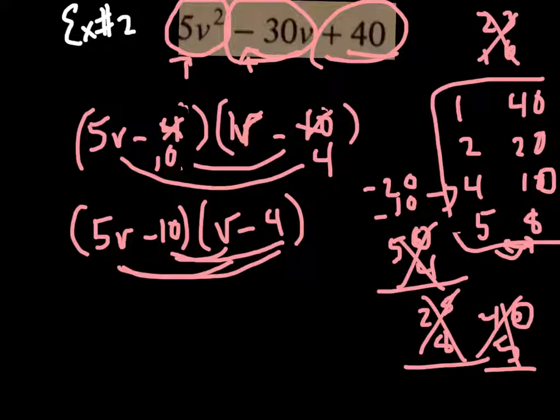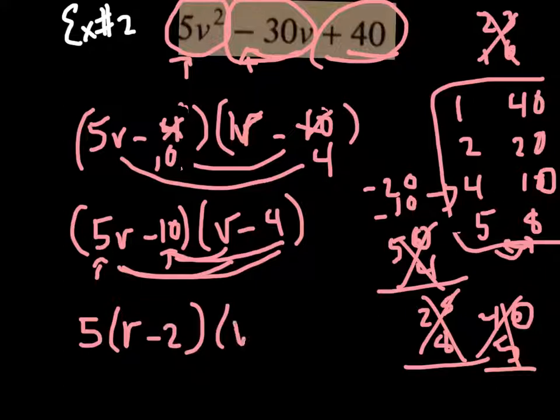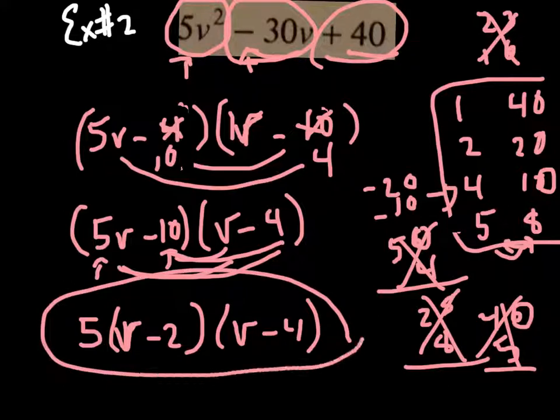I would like you to factor out a common factor if you can, and a 5 comes out of that first parentheses there. So I'm going to pull out the 5. If I pull out a 5 from 5v, it's v. If I pull out a 5 from 10, it's 2. This is a v. And then here is my completely factored form. This will help us solve equations later. So that's example 2, a little harder one.